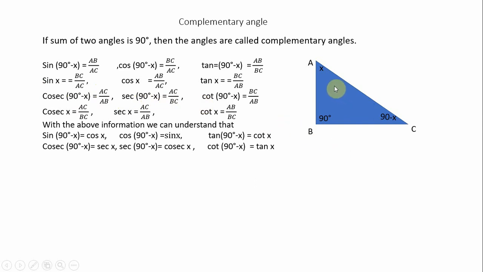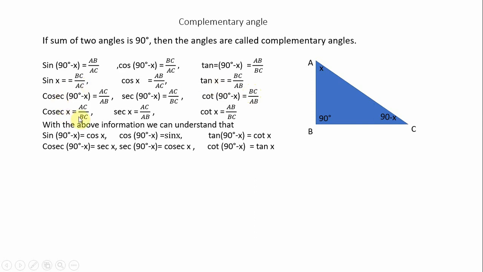And secant 90 minus x. Secant means what? It is the inverse of cos. Cos 90 minus x is equal to BC by AC. So secant 90 minus x will be equal to AC by BC, right? Now cot 90 minus x. Cot is what? Inverse of tan. So cot 90 minus x is equal to adjacent side by opposite side. What is the adjacent side? BC. Opposite side is equal to AB. So cot 90 minus x is equal to BC by AB. Understand? Now we have written cosecant 90 minus x, which is the inverse of sine, secant 90 minus x, which is the inverse of cos, and cot 90 minus x, which is the inverse of tan, right?